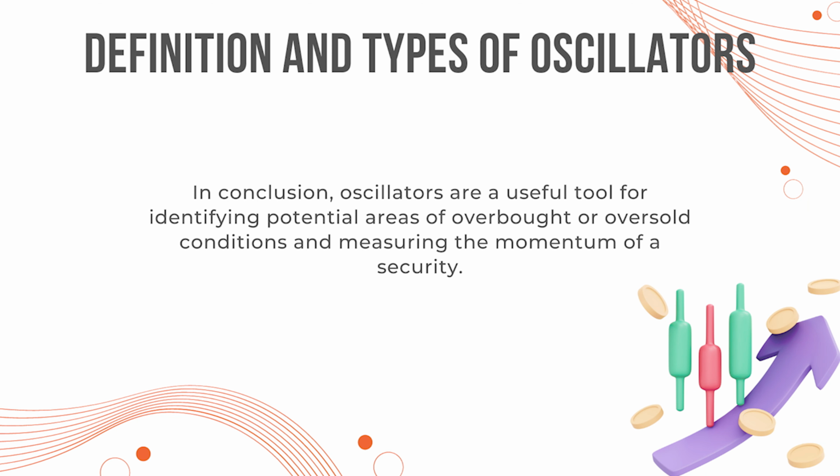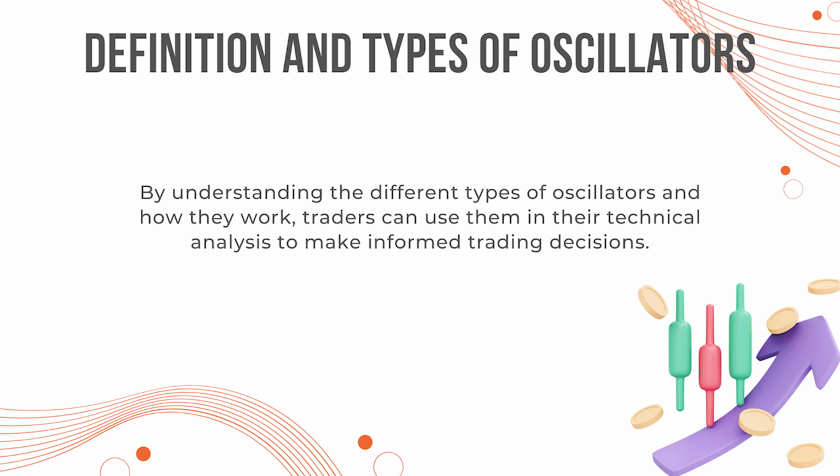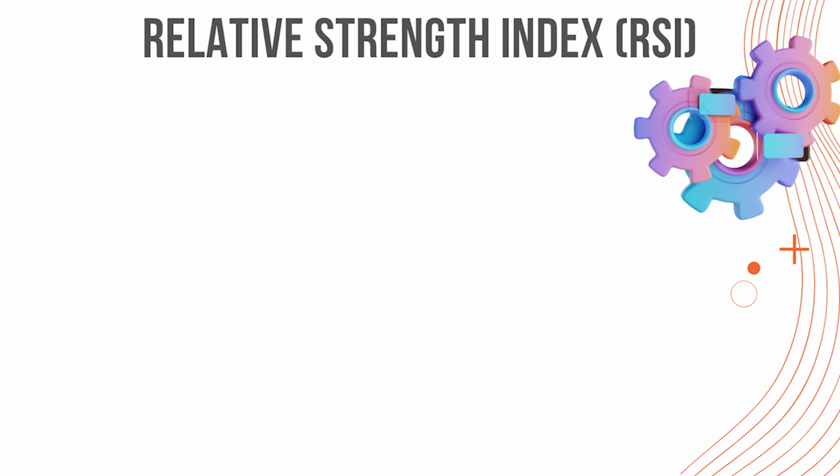In conclusion, oscillators are a useful tool for identifying potential areas of overbought or oversold conditions and measuring the momentum of a security. By identifying the different types of oscillators and how they work, traders can use them in their technical analysis to make informed trading decisions. Next up, the Relative Strength Index.